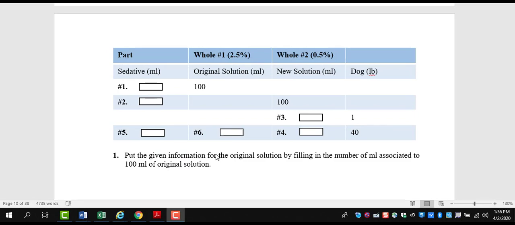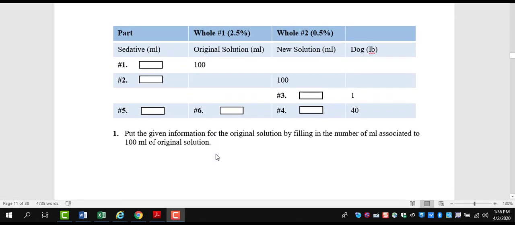So this is right in your book, page 165, if you want to follow along that way. Of course, you also have the answer key, but you kind of want to go through these. So we'll start with number 1. Put the given information for the original solution by filling in the number of milliliters associated with 100 milliliters of the original solution.